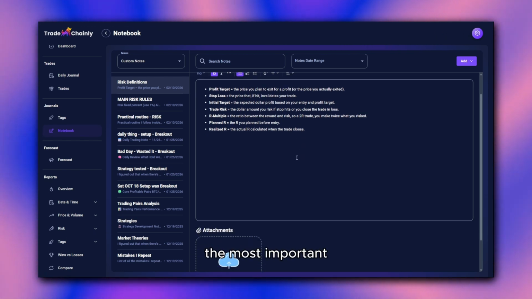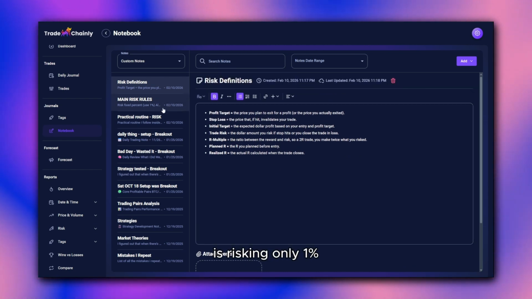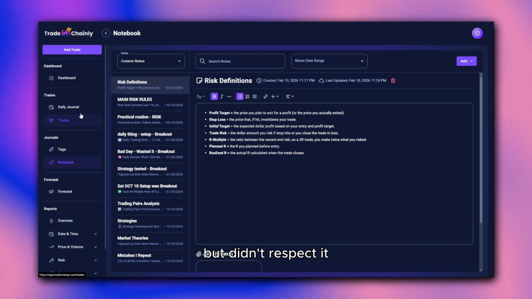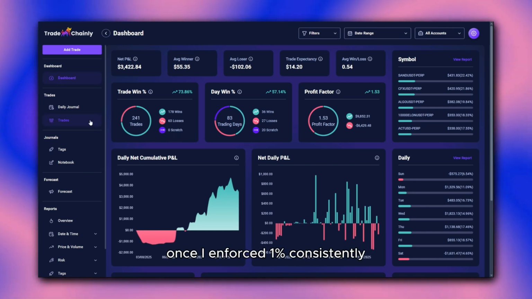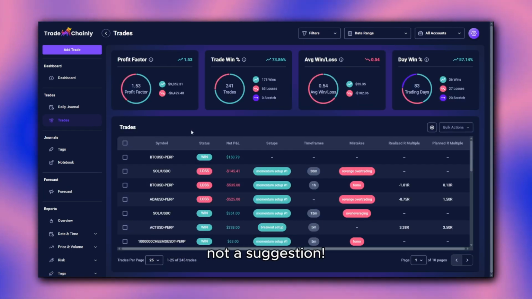The most important and fundamental risk management rule I follow is risking only 1% of account equity per trade. I knew this for years but didn't respect it. I blew a few accounts. Once I enforced 1% consistently, I never blew an account again. Treat it as a guardrail, not a suggestion.